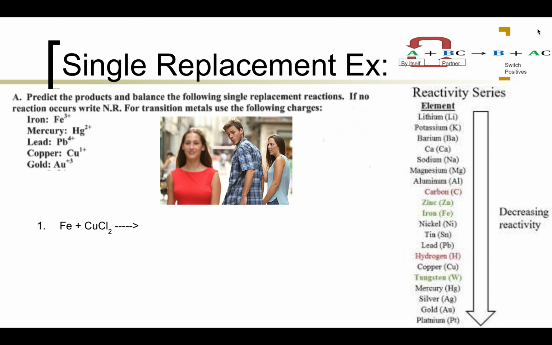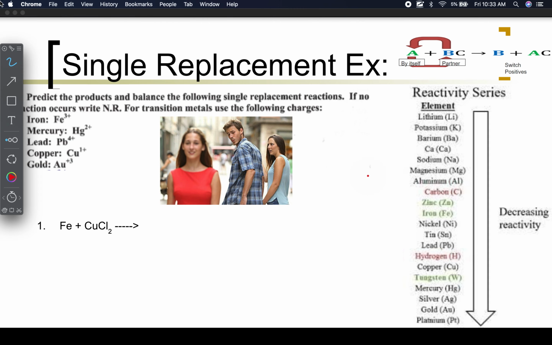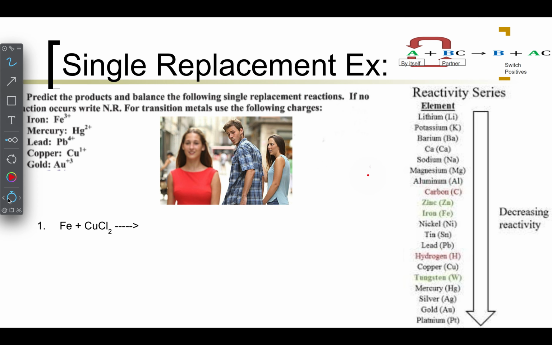So we're going to predict the products. The first thing we do is recognize it. Luckily, that has already been done for us. We know that this is going to be a single replacement reaction. And now we are going to write in the charges.